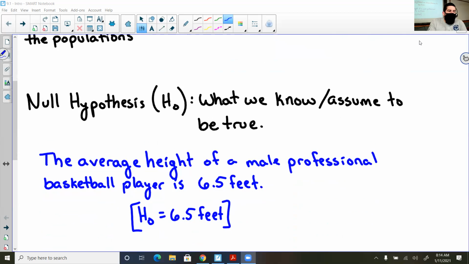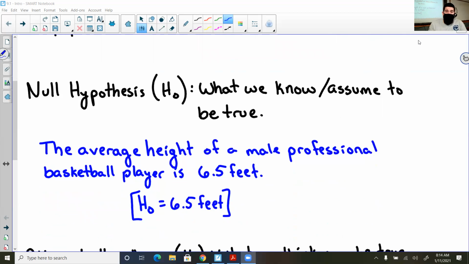Now, the first thing that we have to establish is what we call our null hypothesis. A null hypothesis is what we know or what we assume to be true. So it is information that will be given to us in our problem, and it's our alternate hypothesis where we're allowed to have a little speculation. So the null hypothesis is known.